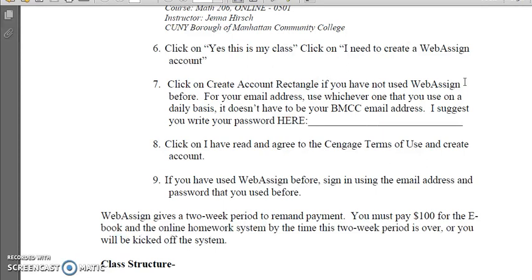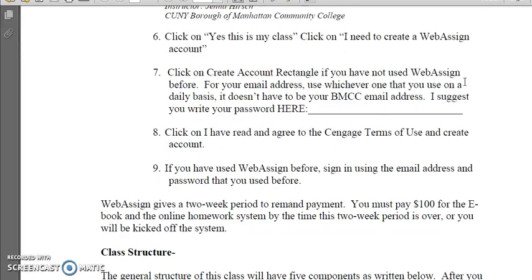Otherwise, it kicks you off the system, and you can no longer use it, which means you're not going to be able to get homework grades. You're going to get 0 on the rest of the homework grades. So if I were in your situation, I would pay as soon as possible.